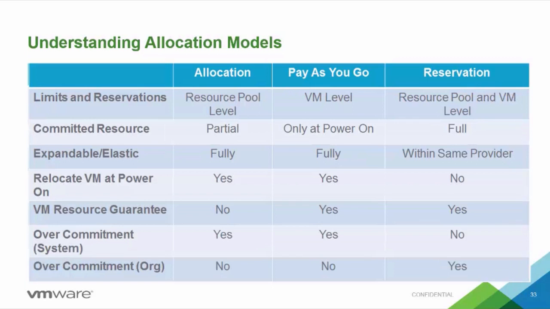So with the allocation and pay-as-you-go, we are setting something there at the system level, or I suppose when we're configuring it for the customer. And at the reservation, we're not setting anything. We're giving that person full control over those resources.